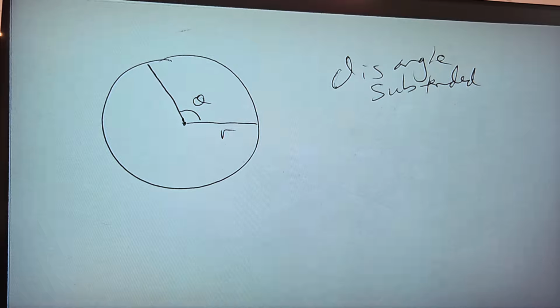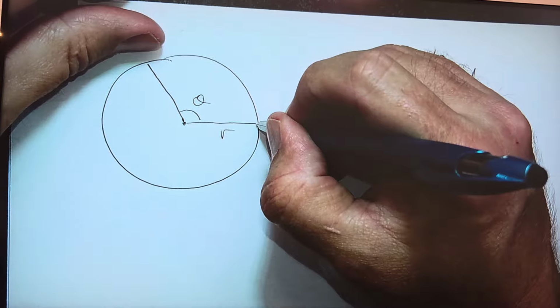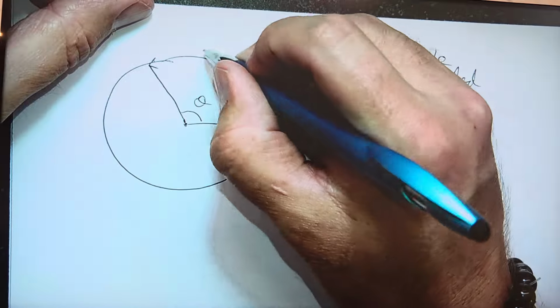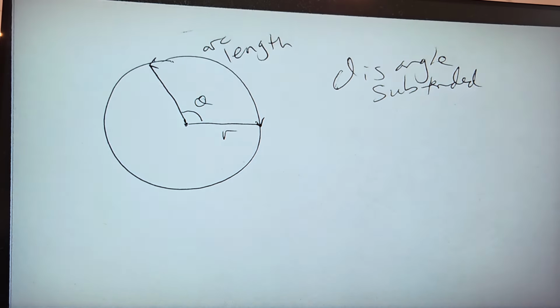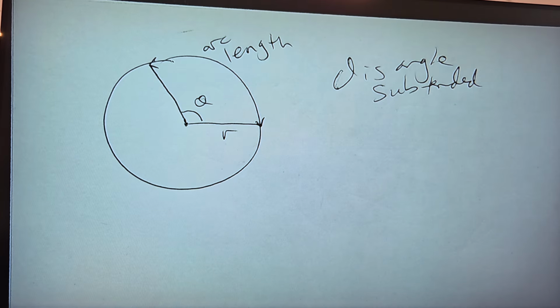I want to know the arc length, meaning this distance. So this distance here is called the arc length. I want to figure out a formula for it. We actually did this earlier kind of backwards. What does theta mean if it's in radians? Fundamentally, what does radian mean? How many radiuses is this?